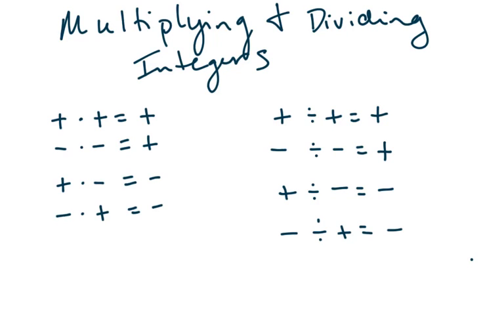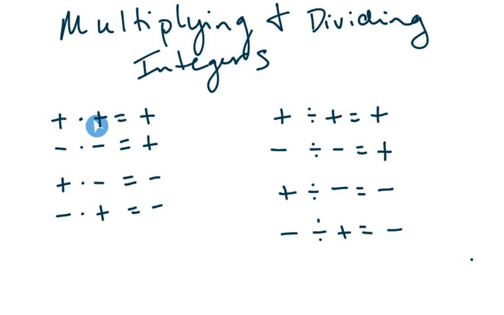Hi students, today we're going to be talking about multiplying and dividing integers. And this sign means and. Now, multiplying and dividing integers is actually pretty easy because all you have to do is memorize a set of rules. And the rules are the same for multiplication and division. So here are the rules.